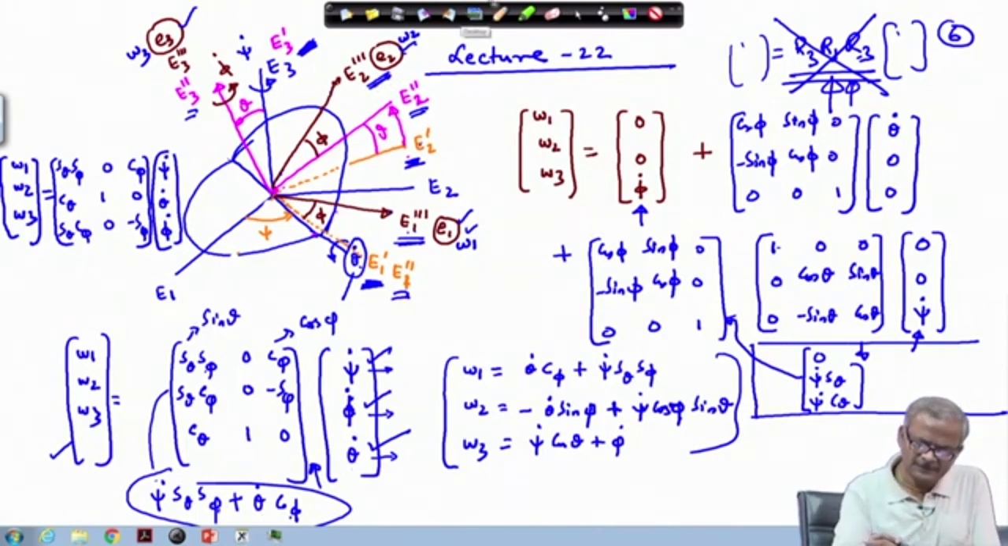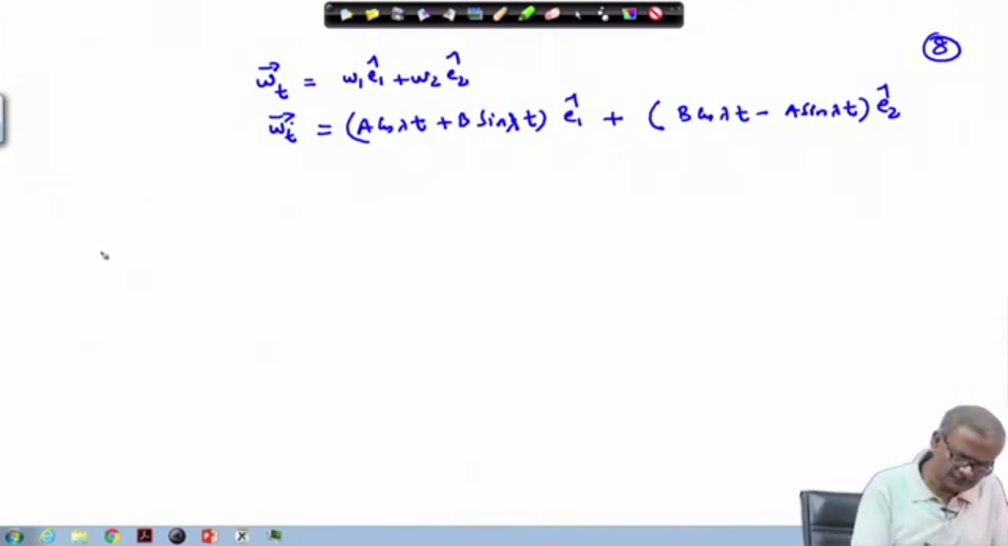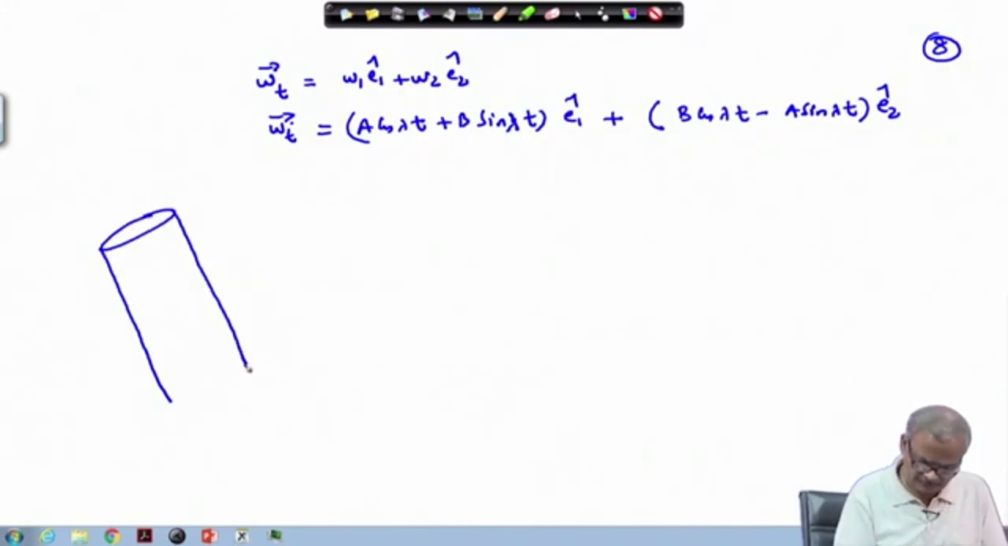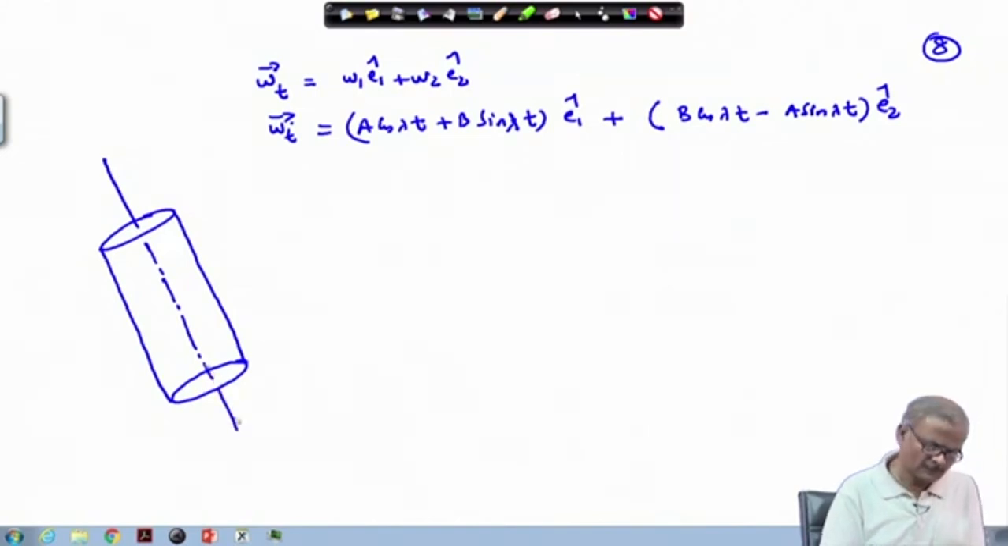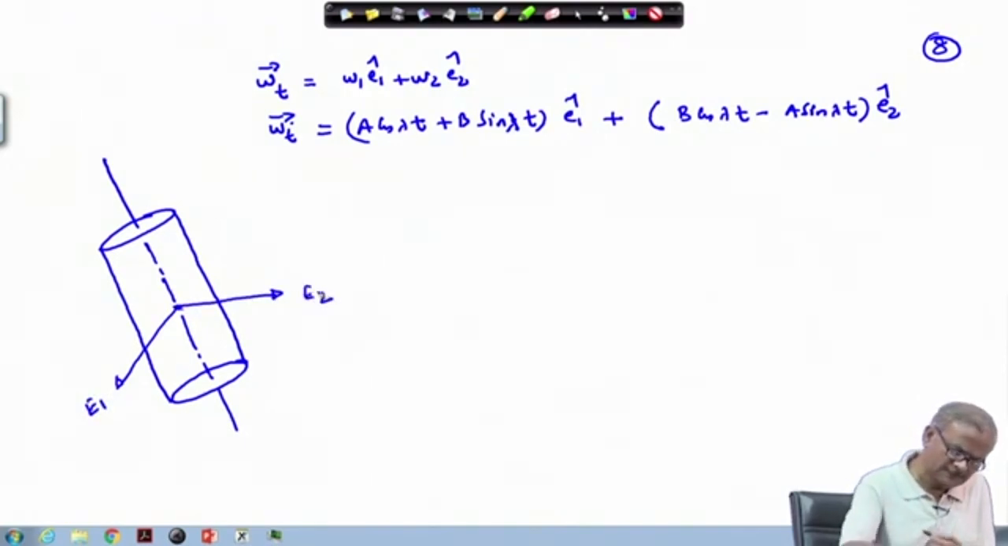This is very useful in the case we are discussing, a rigid body which is symmetric. So, we can look at this case from this place, say this is a cylinder. This is the axis of the cylinder. And we have the E1 direction, then the E2 direction, and this is the E3 direction.